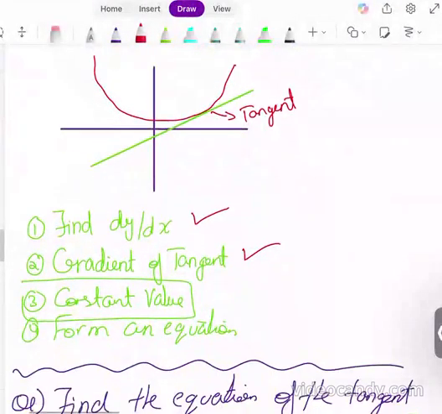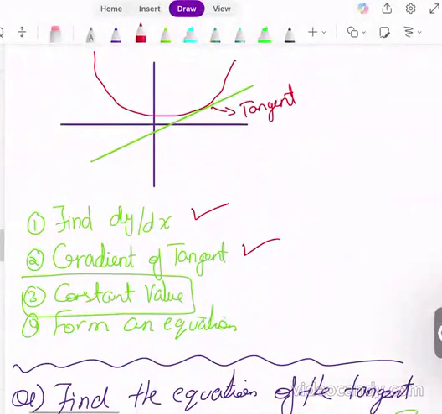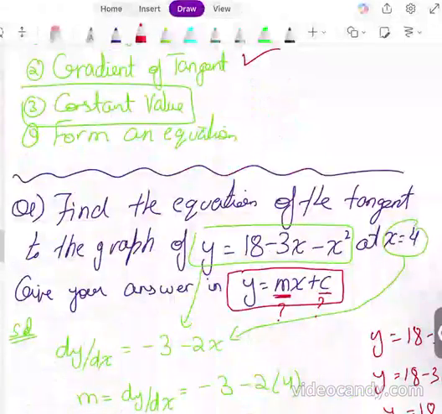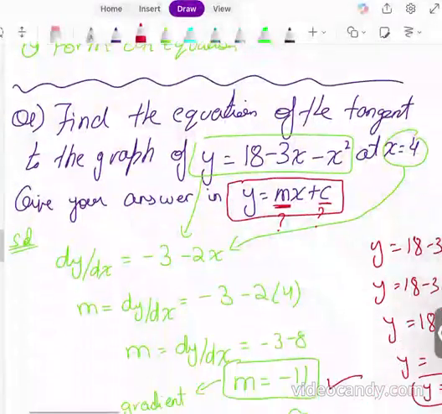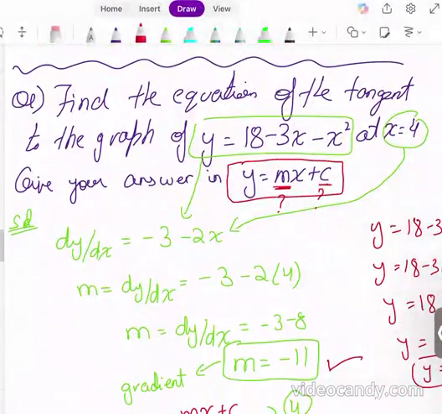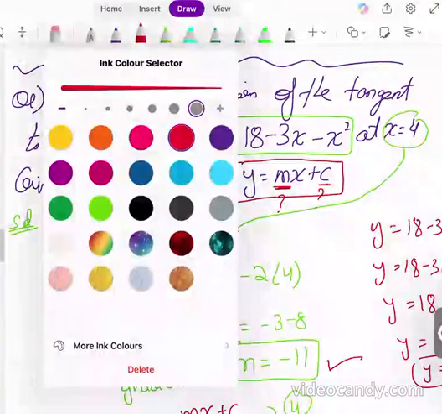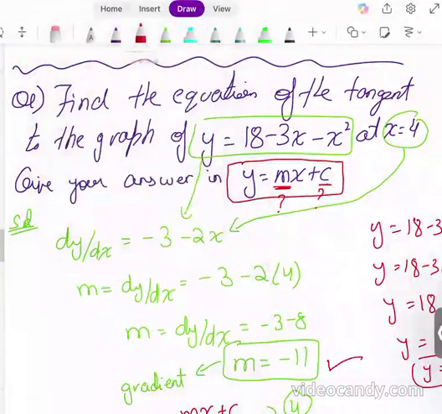So first, what is the question? Find the equation of the tangent to the graph of y is equal to 18 minus 3x minus x square at x equal to 4. Give your answer in y is equal to mx plus c. The first step, what I did, I just find dy upon dx. This is dy upon dx, that is minus 3 and minus 2x.